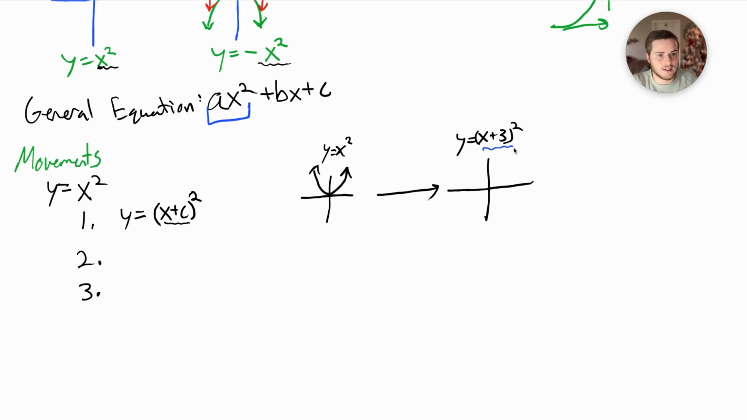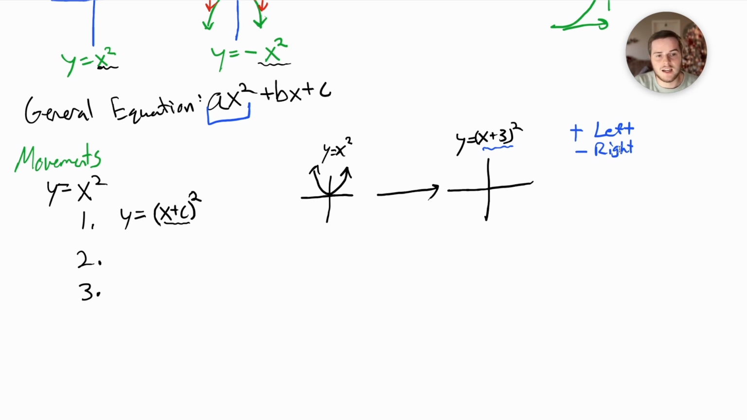Whatever you're doing on the inside of this parentheses, it's going to be the opposite. So I mean that in terms of addition and subtraction. So if you're adding 3, you're going to move to the left. If you're subtracting 3, you're going to move to the right. So let's just write that over here. Plus is left, minus is right. And that's kind of opposite of what you would just initially think on instinct.